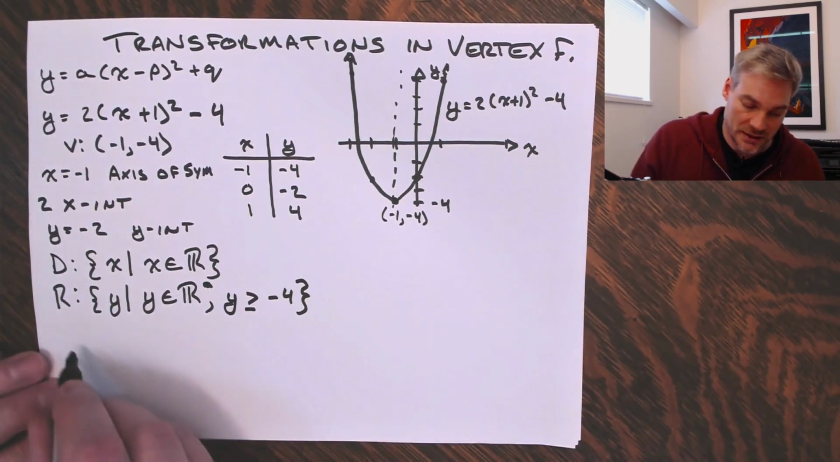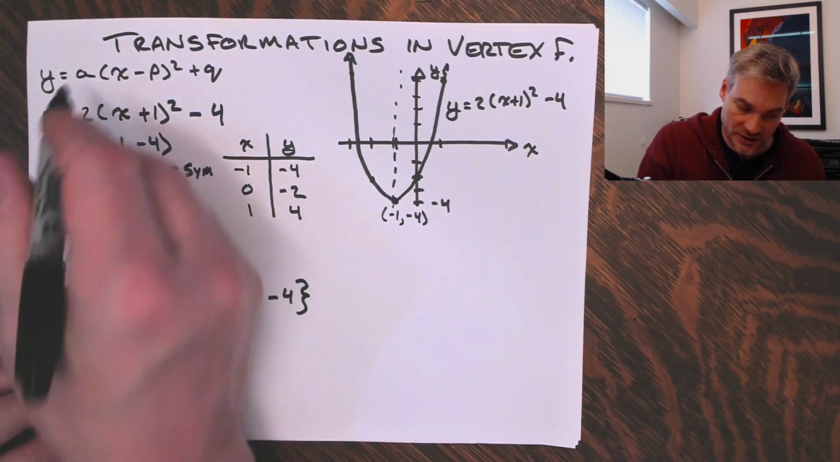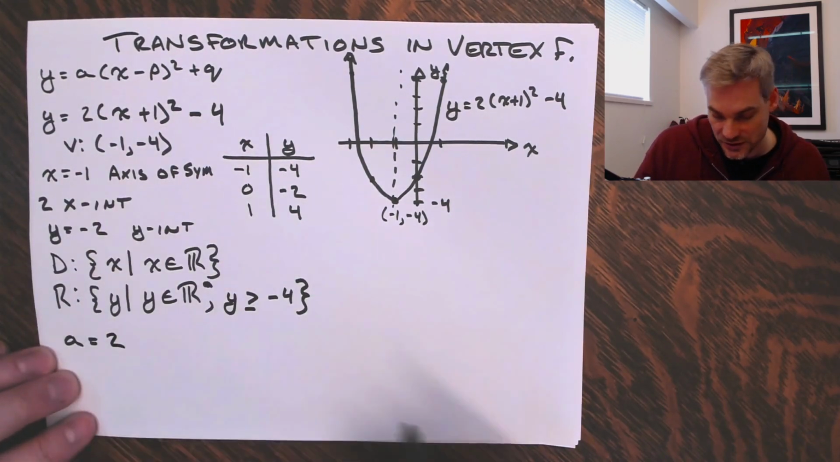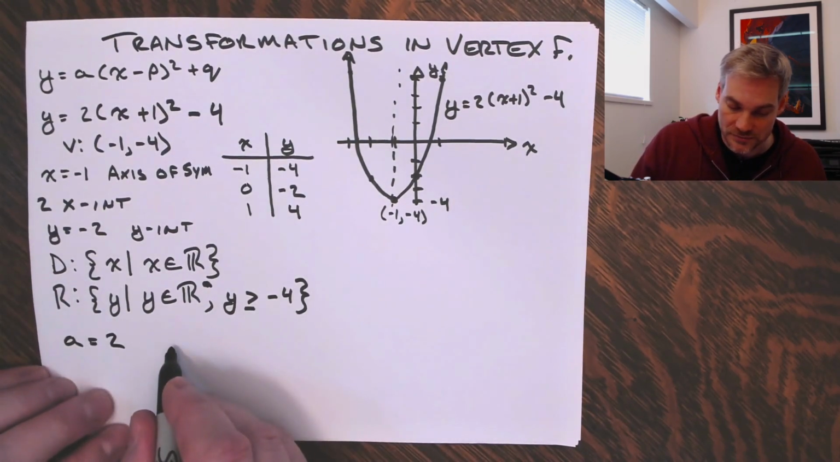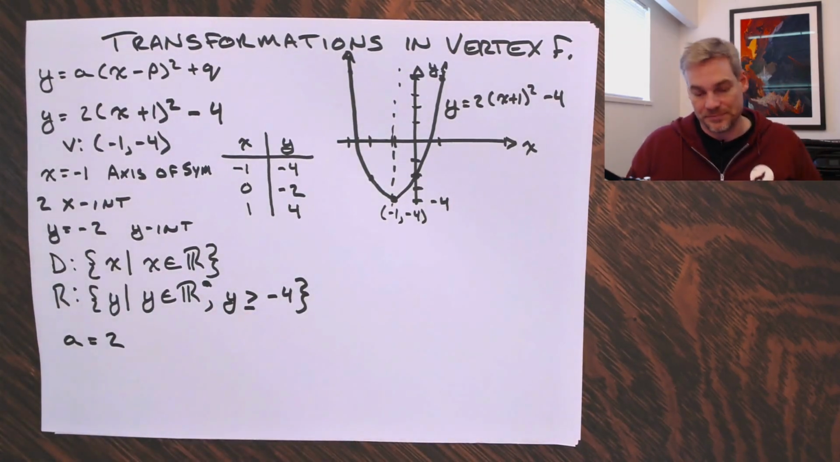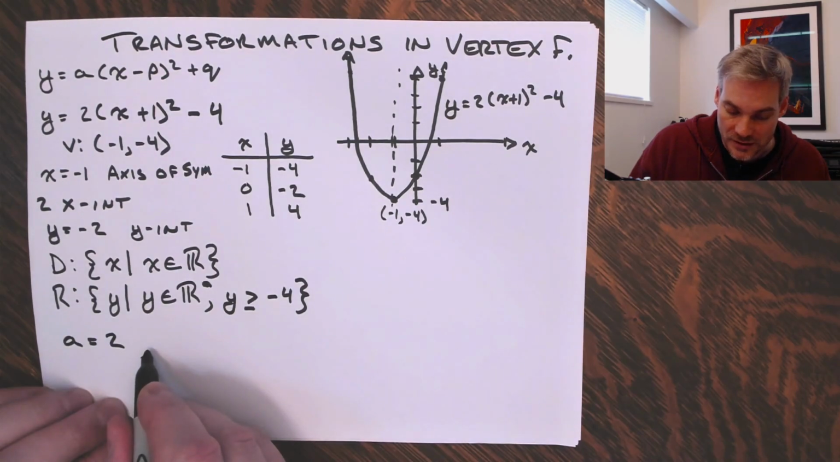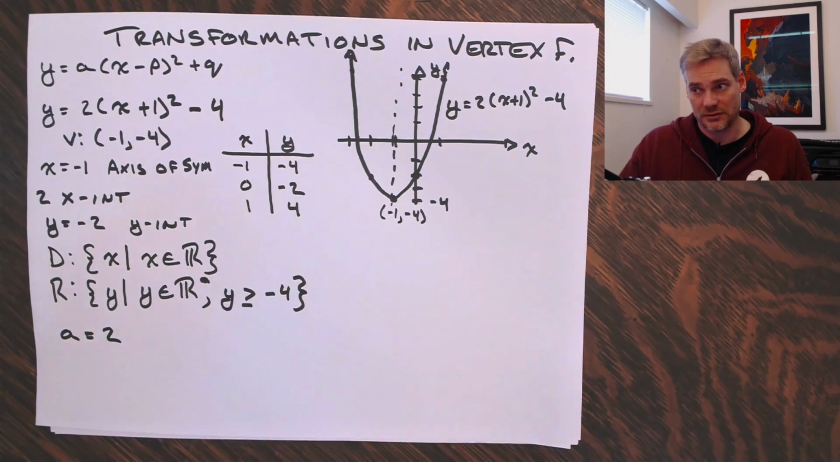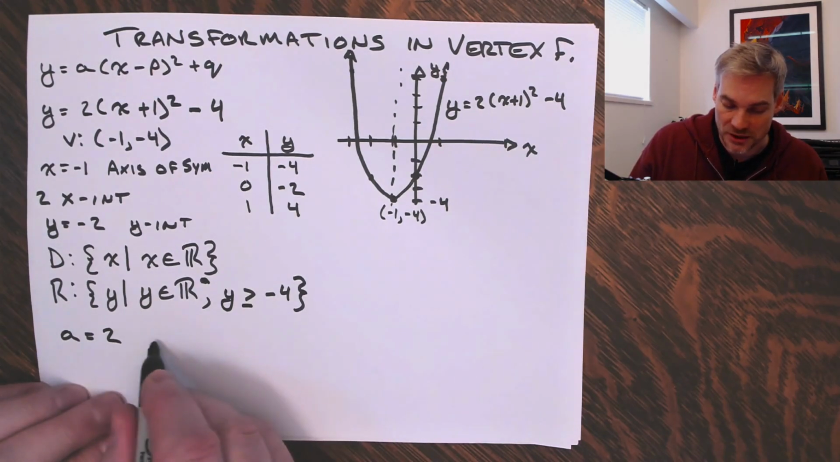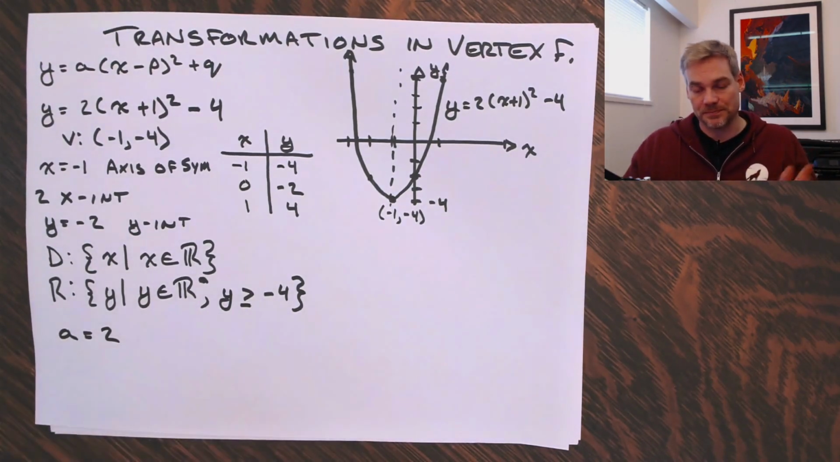We can also note that A, which is our leading value here, equals 2. And that means that it compresses it or stretches it out. So it just kind of squeezes it in this way. Or you can say it stretches it that way. It's the same thing. And it's positive. So it opens upwards. Cool.